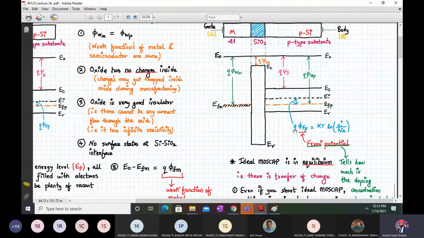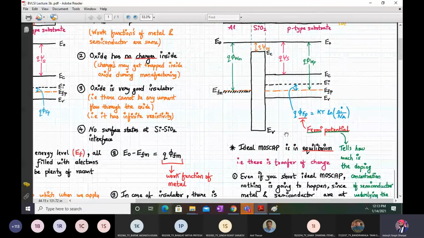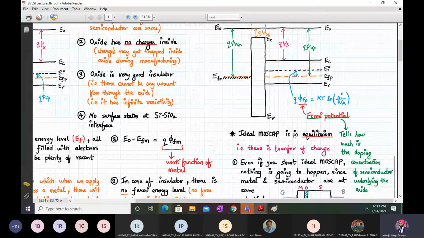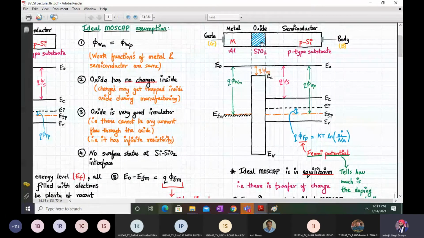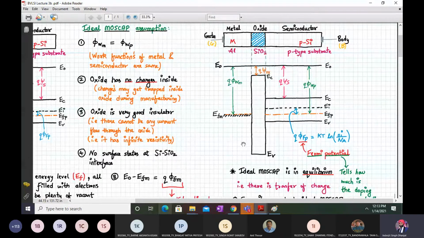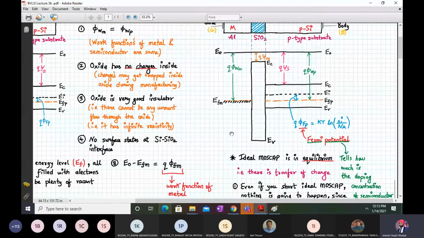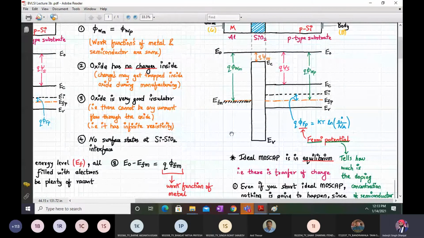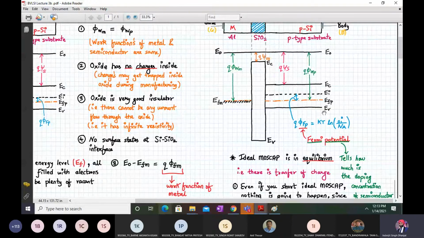So here we have q phi Fp, which is the Fermi potential, which is given by the formula involving ni upon Na. Basically, Fermi potential tells us how much is the doping concentration of the semiconductor beneath the oxide layer. So can we say that the ideal MOS capacitor is in equilibrium? What do you mean by equilibrium? There is no transfer of any charge.